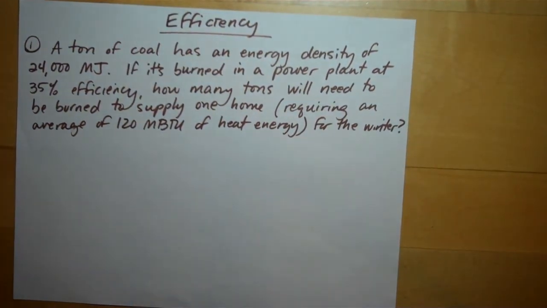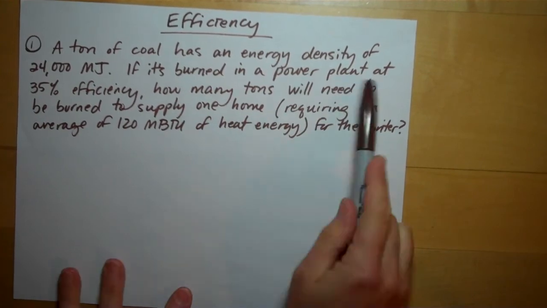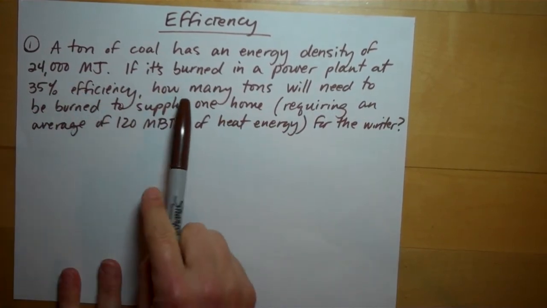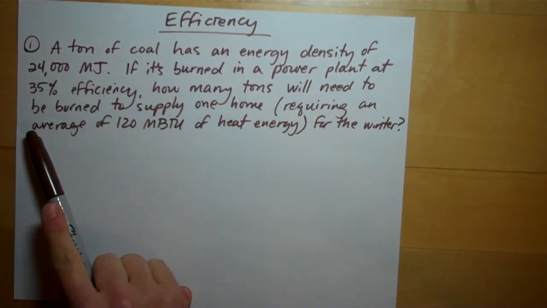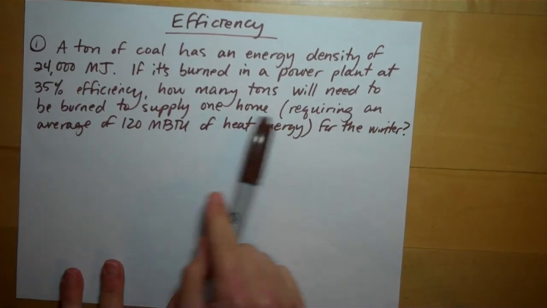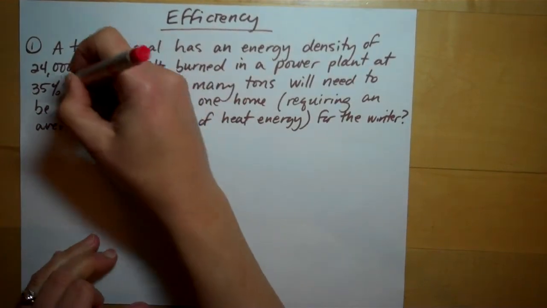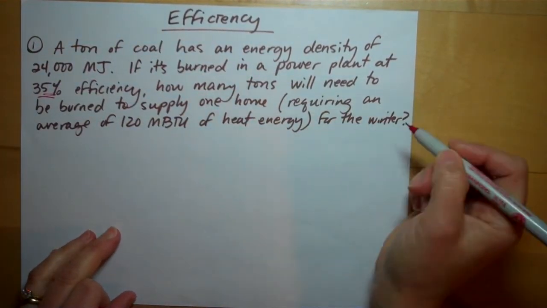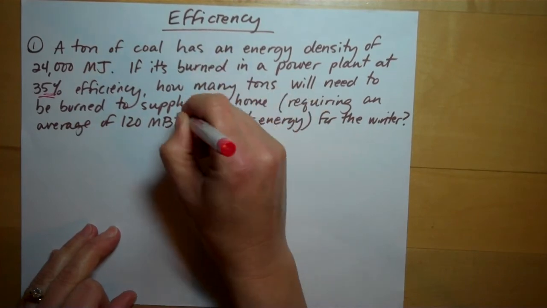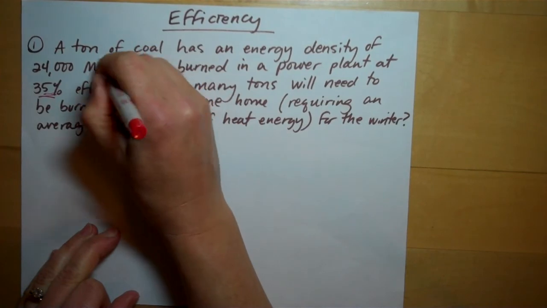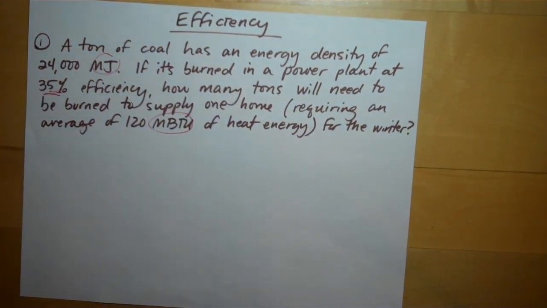All right, first problem. We've got a ton of coal. It's got an energy density of 24,000 megajoules. If it's burned in a power plant at 35% efficiency, how many tons will you need to burn to supply one home for the winter, assuming the home requires 120 mega BTUs of heat energy? So we have several things going on. We have to take into account this efficiency issue, and we have two different units for heat energy. We have BTUs and we have joules. So we're going to have to do a conversion there.